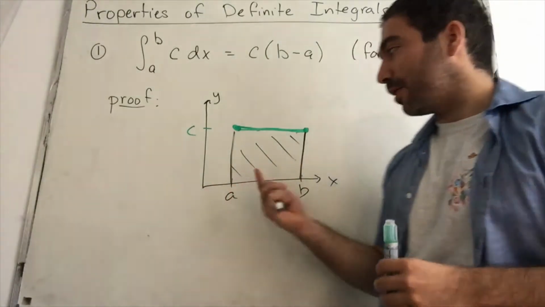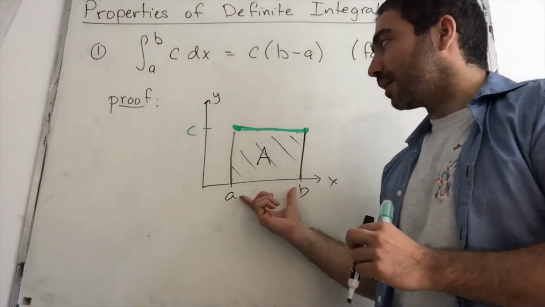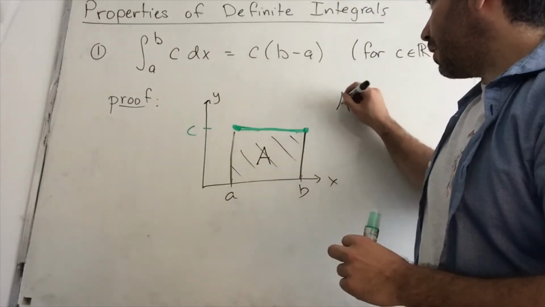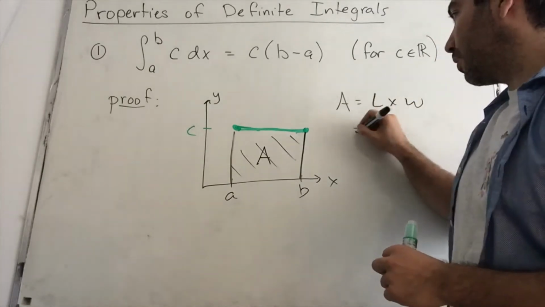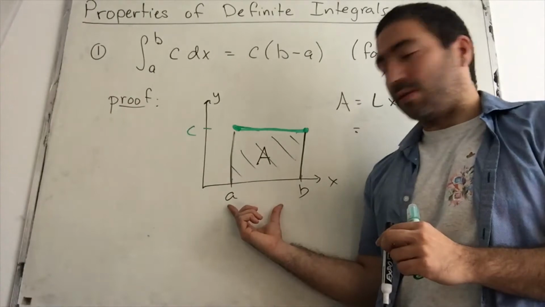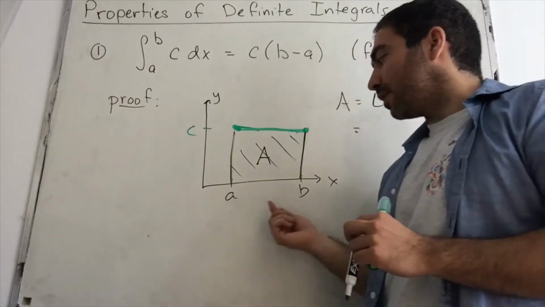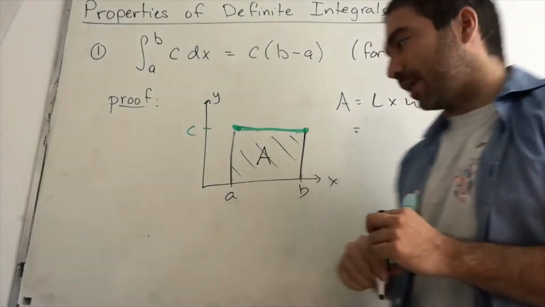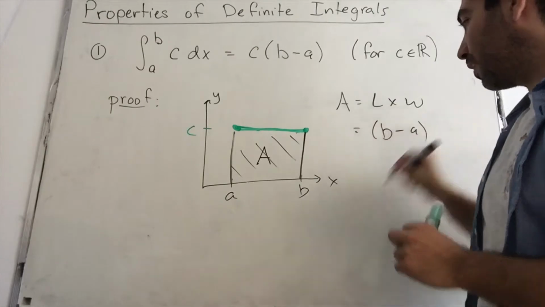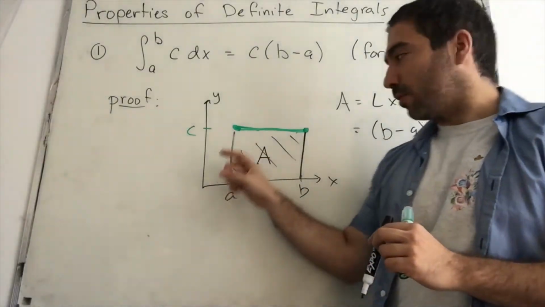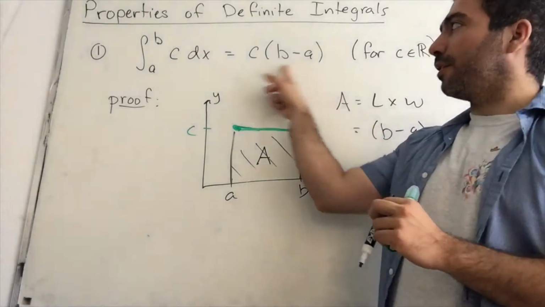Okay, and how do we find the area of a rectangle? This region here, A. Well, to find the area of this rectangle, what you're going to do is A equals length times width. Well, what's the width? Let's call the base here the width. To find this distance, you're simply going to subtract a from b. So we get b minus a. And then what's the height of the rectangle? Well, that's simply just c. So you're multiplying by c. And that gives us this result here.